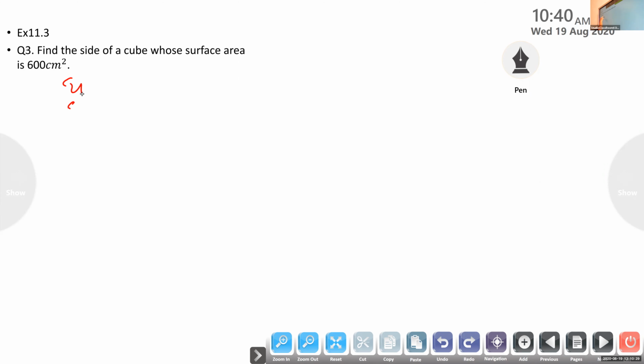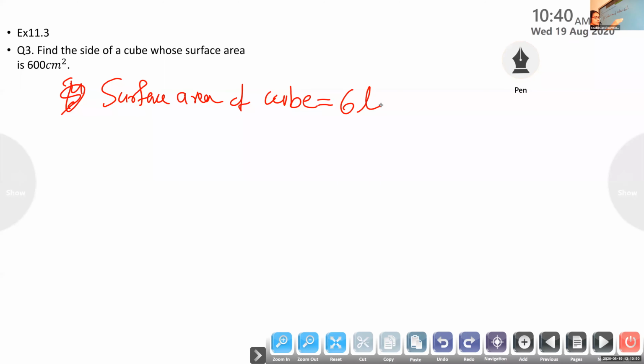Surface area of a cube is equal to... Ma'am, 4. Surface area means total surface area. Not 4, 6. If it is not mentioned lateral surface area, we will take it as total surface area. Here they simply say surface area of a cube. It is total surface area. So 6L square.